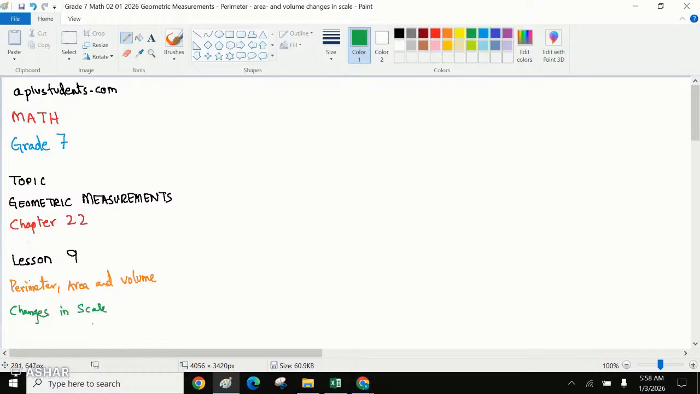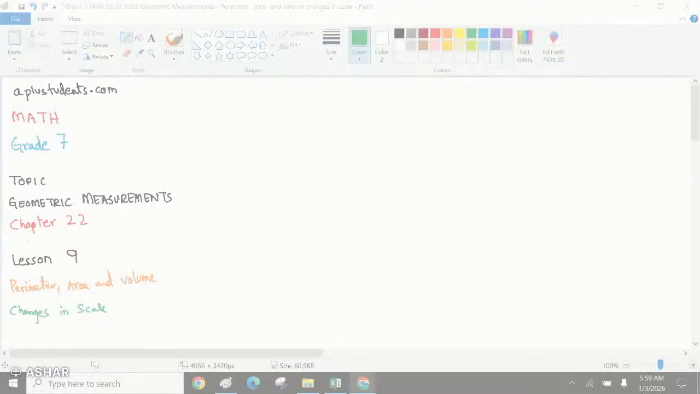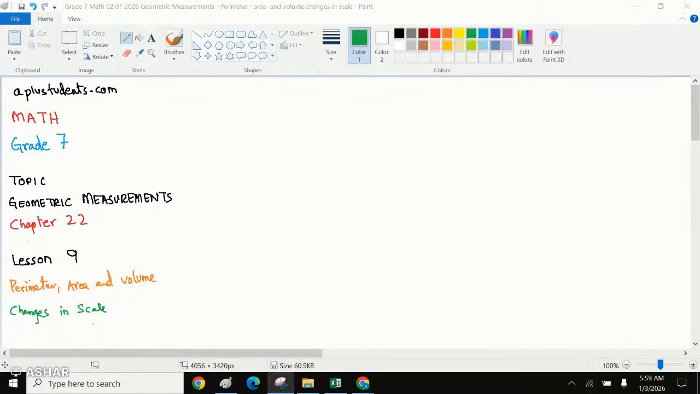So let's do this. Let's go to the chapter. Let's go to grades. Select maths, grade 7, chapter number 22, that is geometric measurements. And the lesson number is lesson number 9. Okay. Let's see the first question. I'll just copy the question so that we have it on our screen. It's just the basics they're asking us.